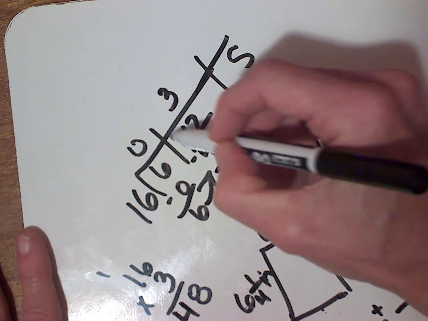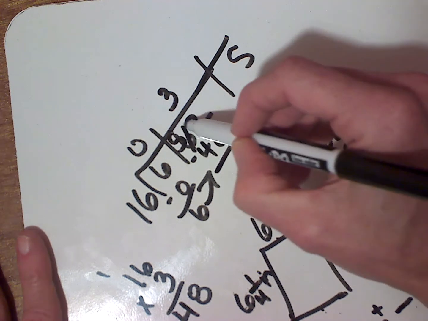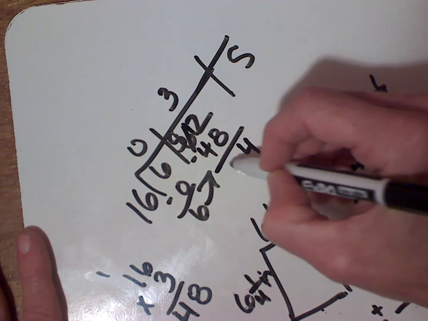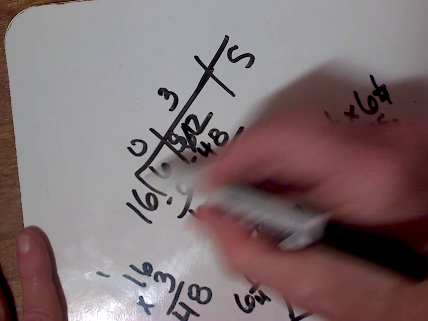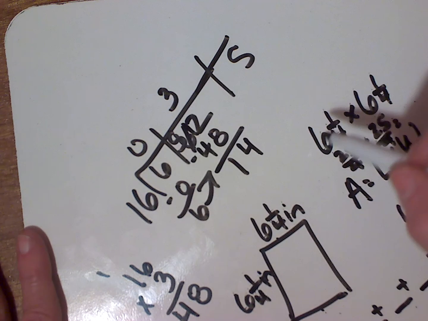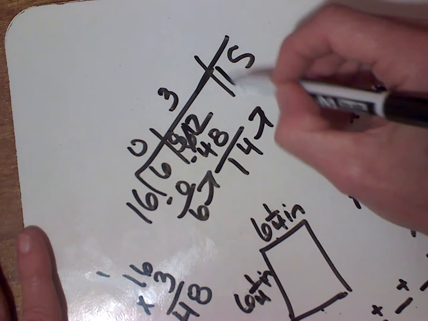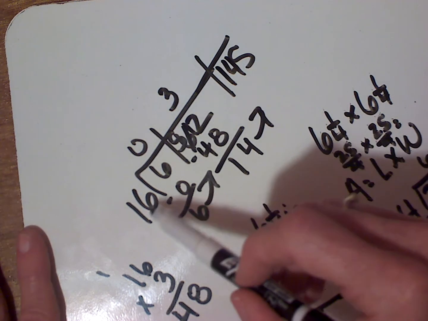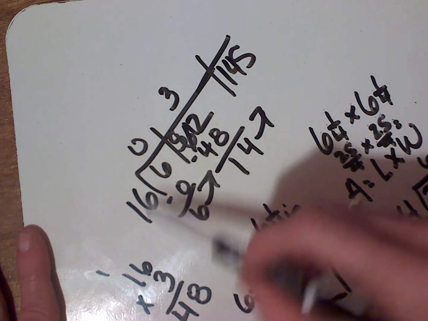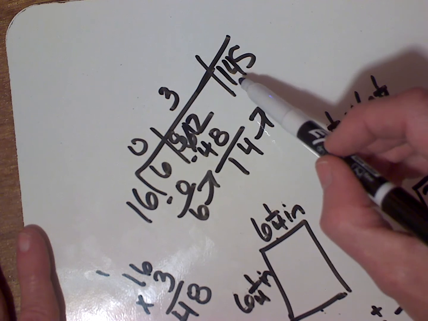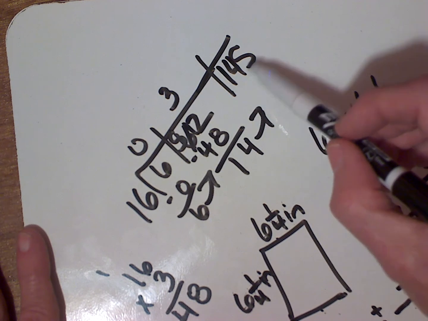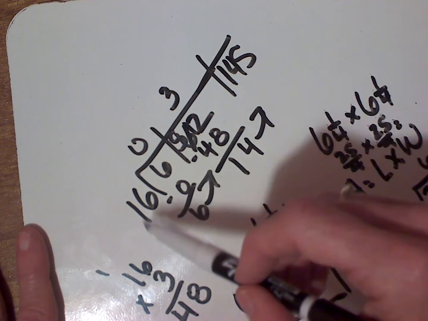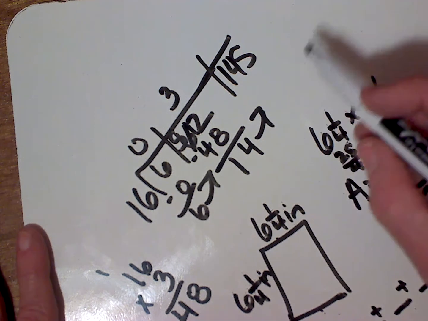Can't subtract, so we borrow. 6 becomes 5, 2 becomes 12. 12 minus 8 is 4, 5 minus 4 is 1. 14 is smaller than 16, so 3 is good. And slide. 16 into 145. 16 is almost 20, and 2 would go into 140, 145 is almost 140. 2 would go into 140 7 times.